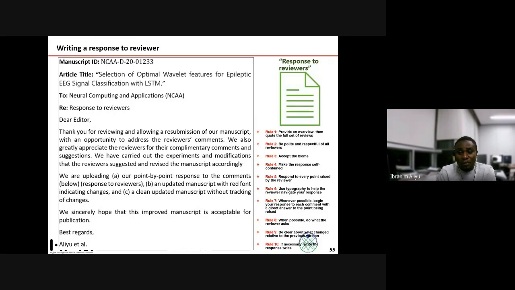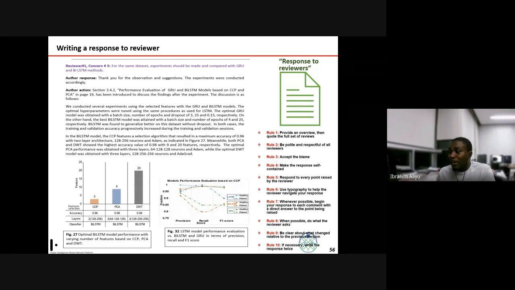We have an updated manuscript showing changes, and then the ones that another article, they will tell you in the revision letter what you need to send back. So we basically take that input and then we go on. Rule number one: provide an overview, then quote the full set of reviews.